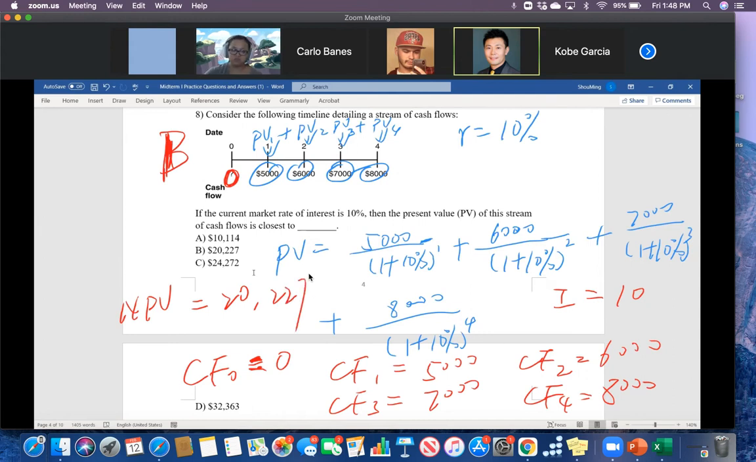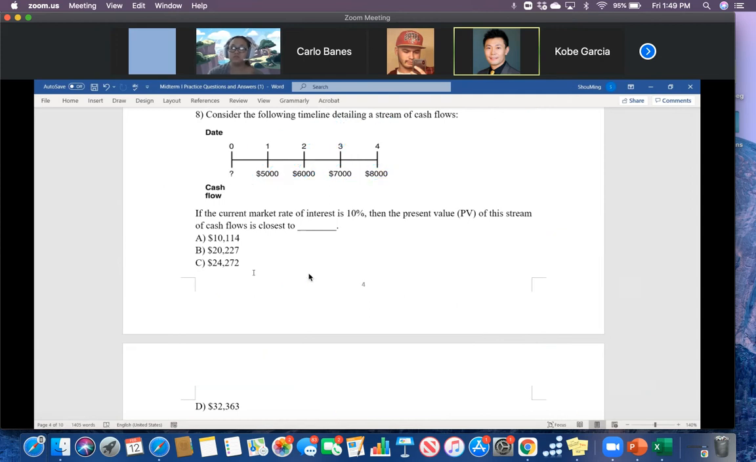20,227. Okay, so two ways. I think in the exam, it's better you use the financial calculator because it can save you a lot of time.